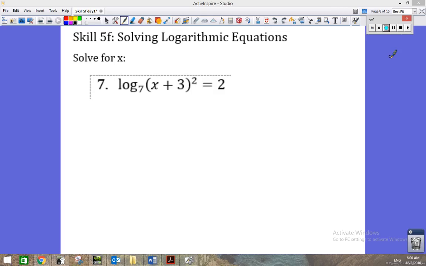solve it. We look at this and we say, well, we don't have two logs equal to each other, so I really can't use the idea of a one-to-one function, and none of my properties allows me to manipulate this or change the form of this. But if I recognize that this is in log form, I can change it to exponential form.